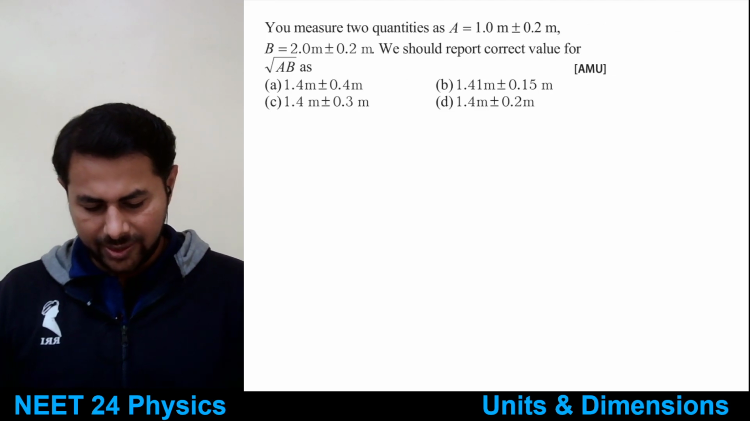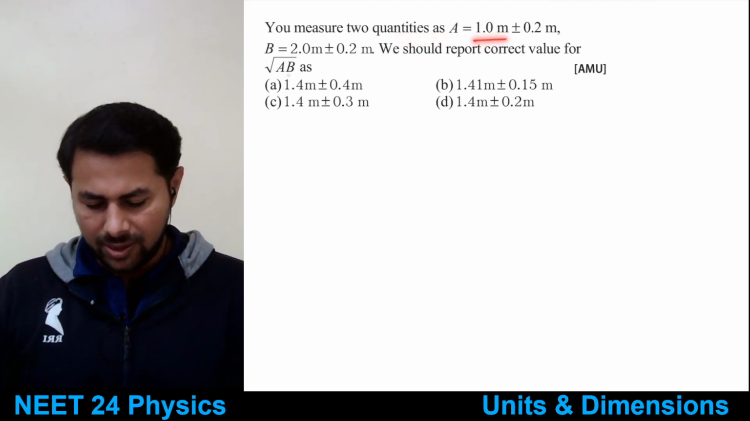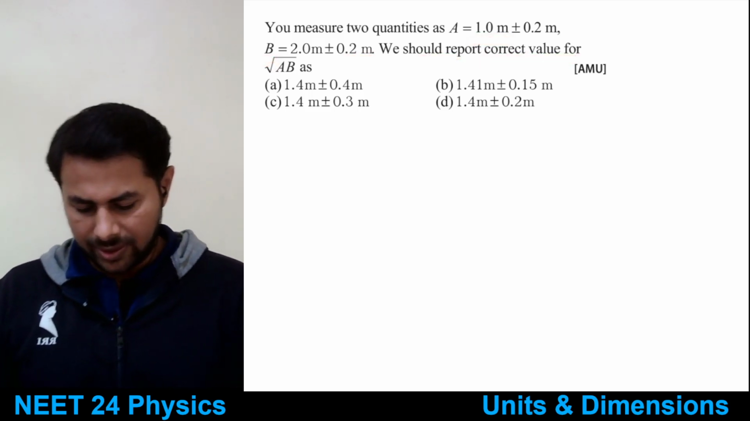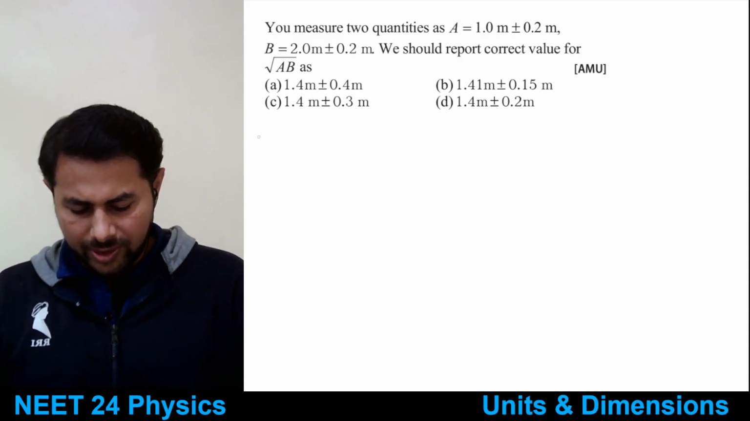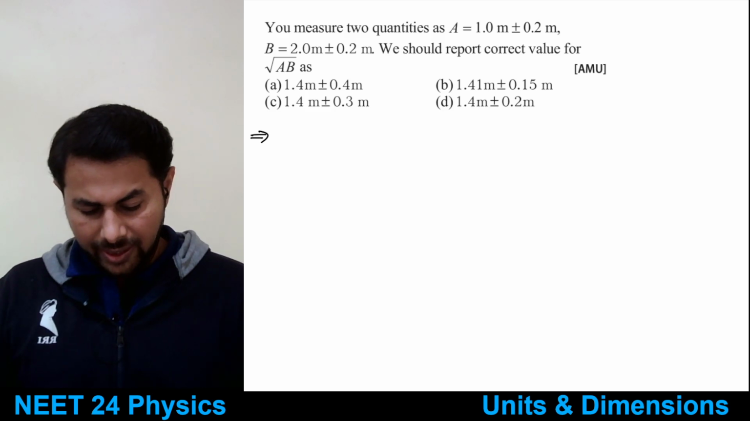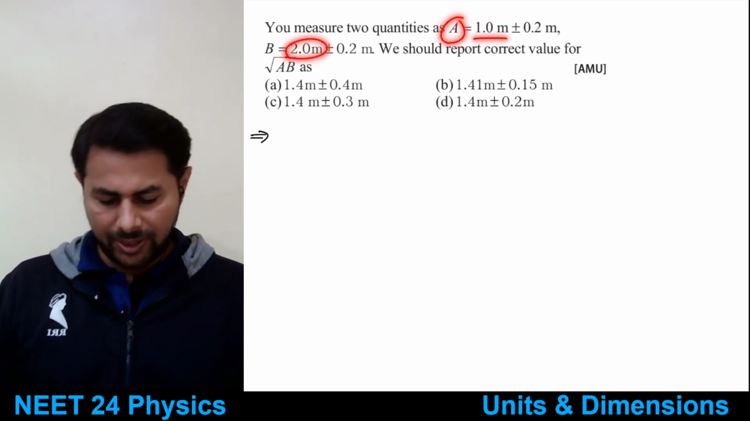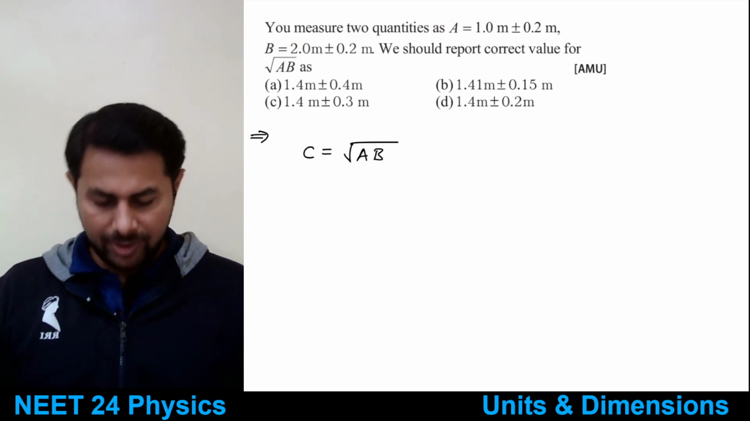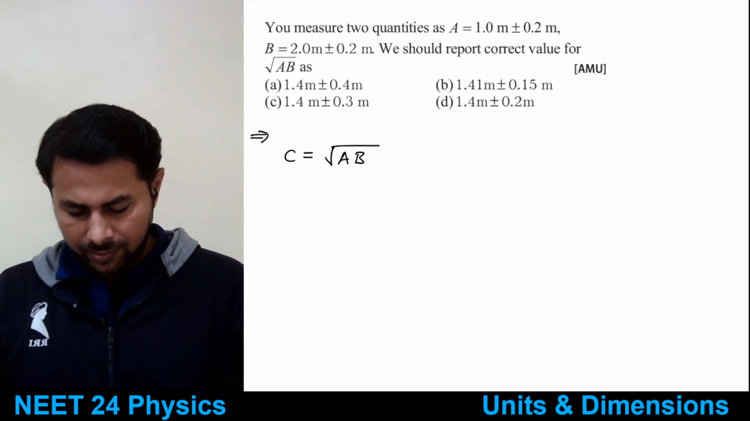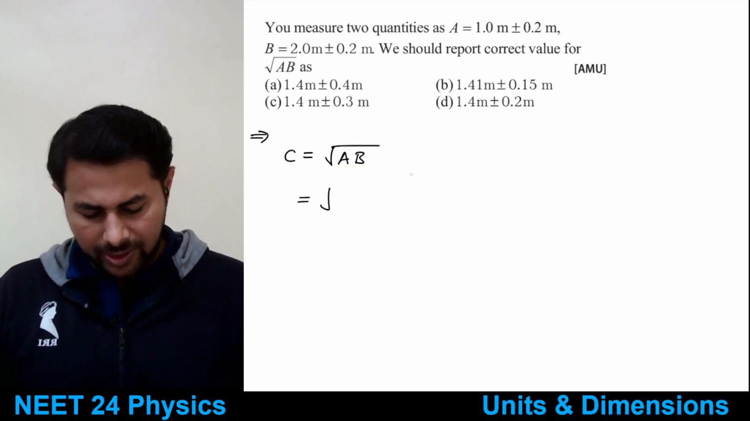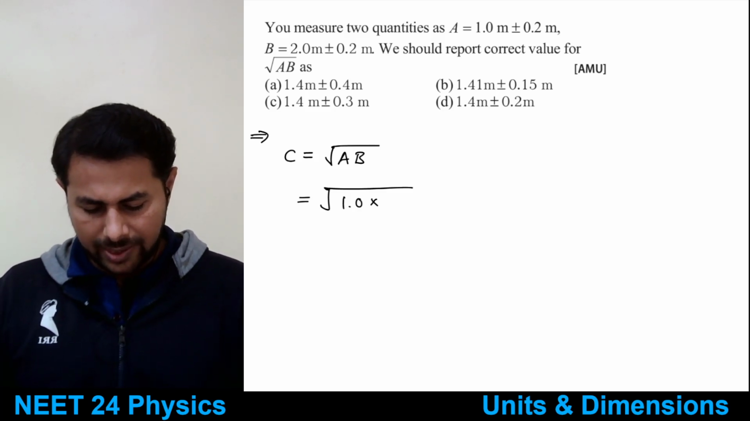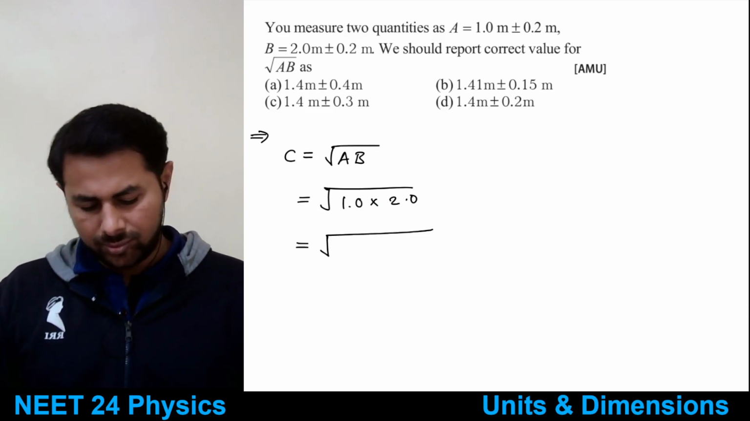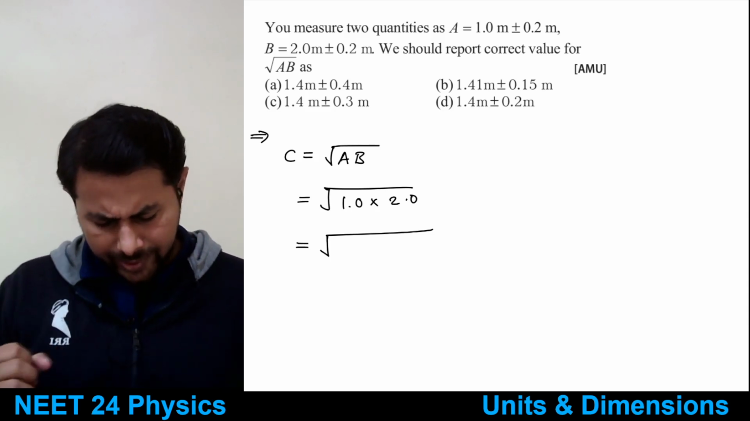Okay, you measure two quantities as A equals to this thing, B equals to this thing. We should report the correct value for root AB as. Okay, so there might be a question like this. So first of all, find out root AB. So what is A? A is 1.0. What is B? It's 2.0. So what is root AB? So suppose C is equal to root AB. Tell me. Okay, so A is 1.0 and B is 2.0. So multiplication would be what? 2.000, something like that. Am I correct?